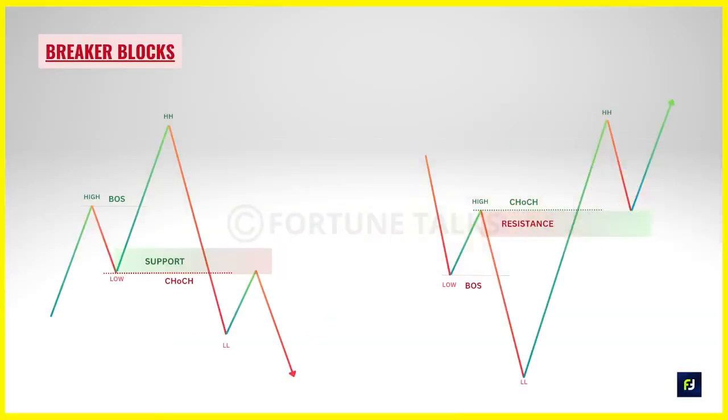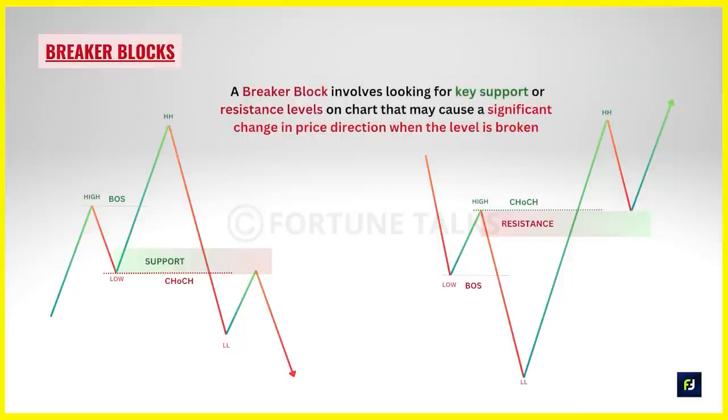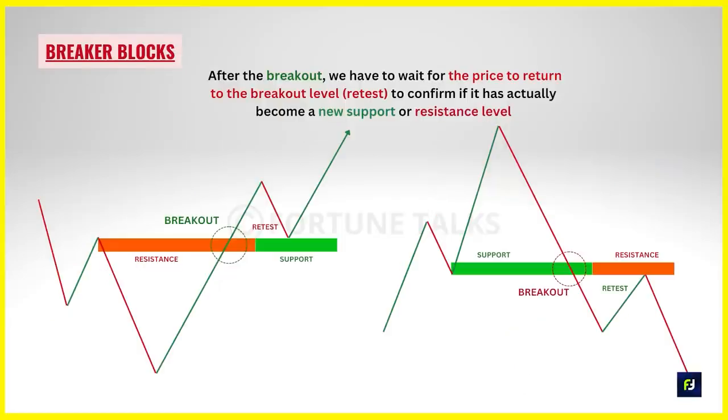Let's learn how to identify a breaker block. A breaker block involves looking for key support or resistance levels on a price chart that may cause a significant change in the price direction when the level is broken. So when a support, resistance or supply demand level is breached, it is considered a significant signal that the price may continue to move in the breakout direction. Once the breakout is established, we have to wait for the price to return to the breakout level to confirm that it has become a new support or resistance level.